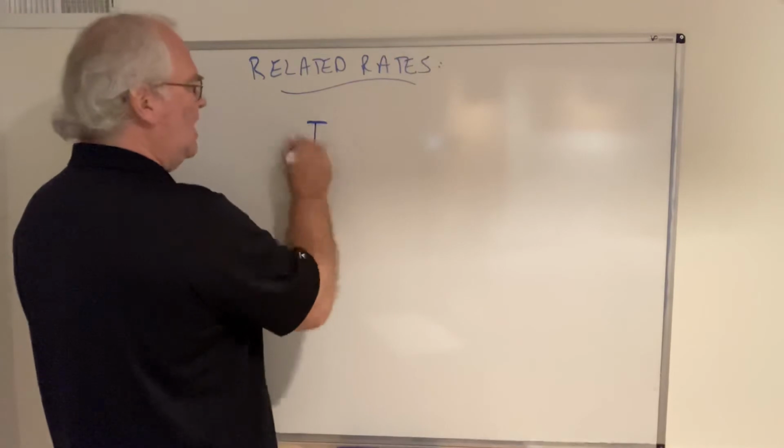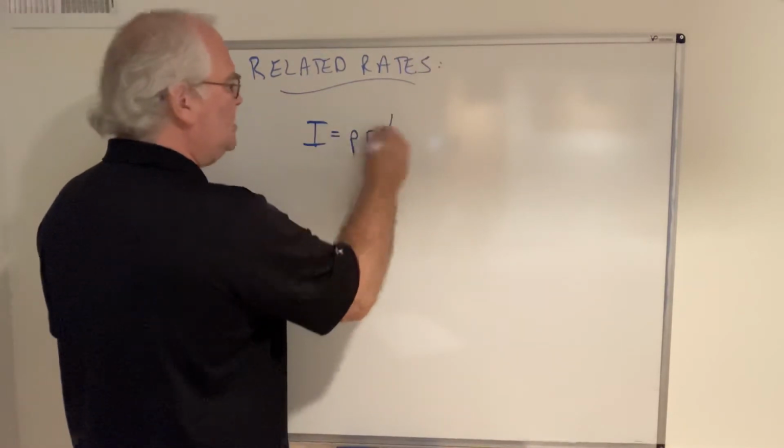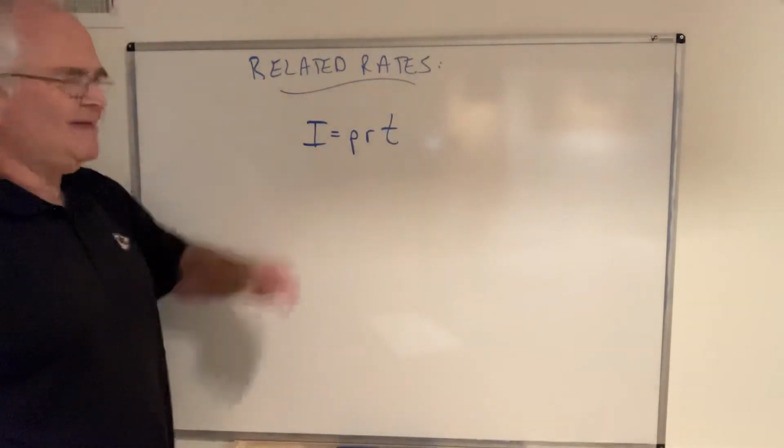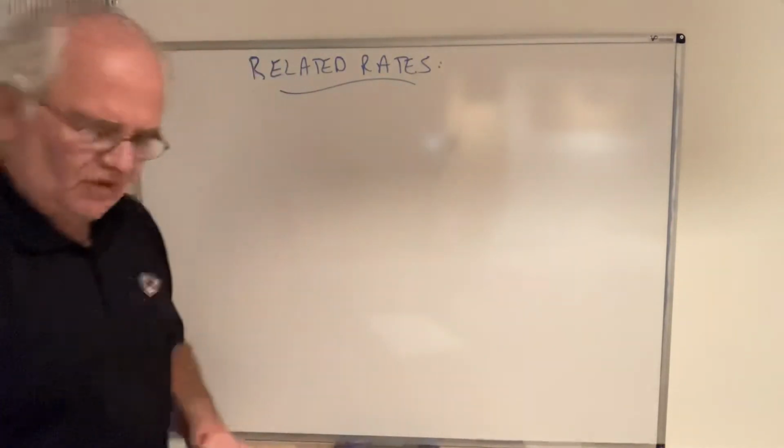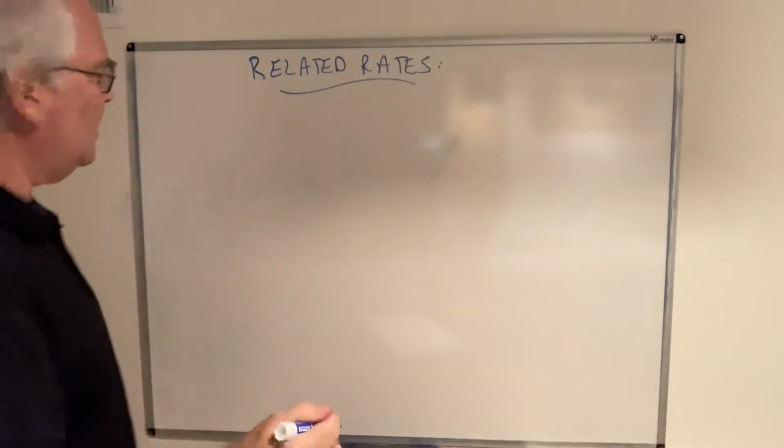I is equal to PRT. Differentiate with respect to time. That's probably got 3 variables. We don't want to do that for our purposes. Let's do this.